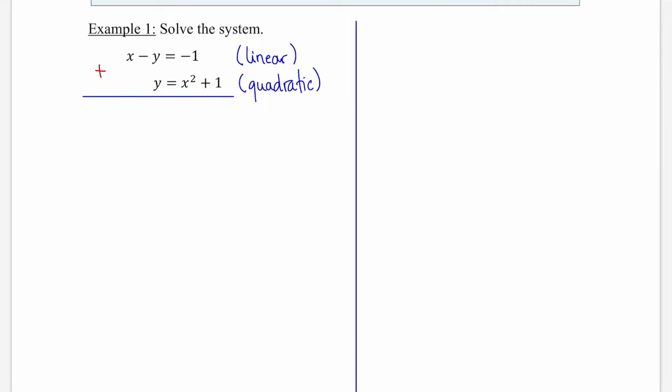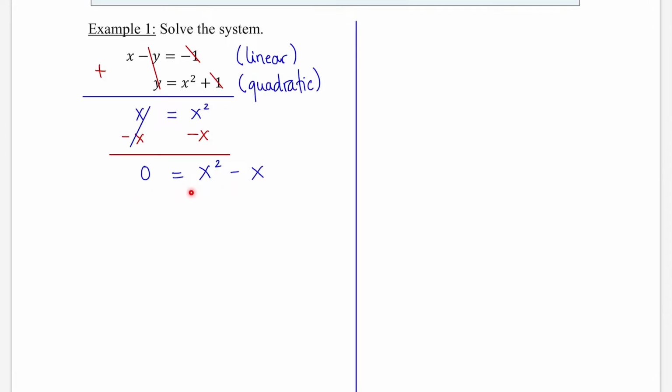When I add these two equations, negative y plus y is 0. Negative 1 plus 1 is also 0. I have x equals x squared. This is a quadratic equation in one unknown. In order to solve this equation, I need to bring everything to one side. I will bring this x to the right side, so I am going to subtract x from both sides. And I have 0 equals x squared minus x.